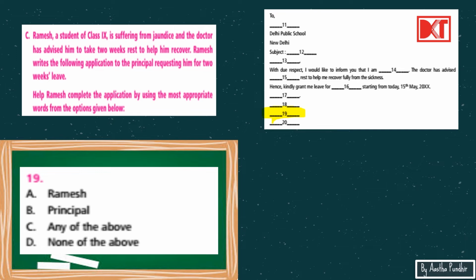And then in the next blank, 19th over here, you write Ramesh, principal, any of the above. Write the sender's name, which is Ramesh.